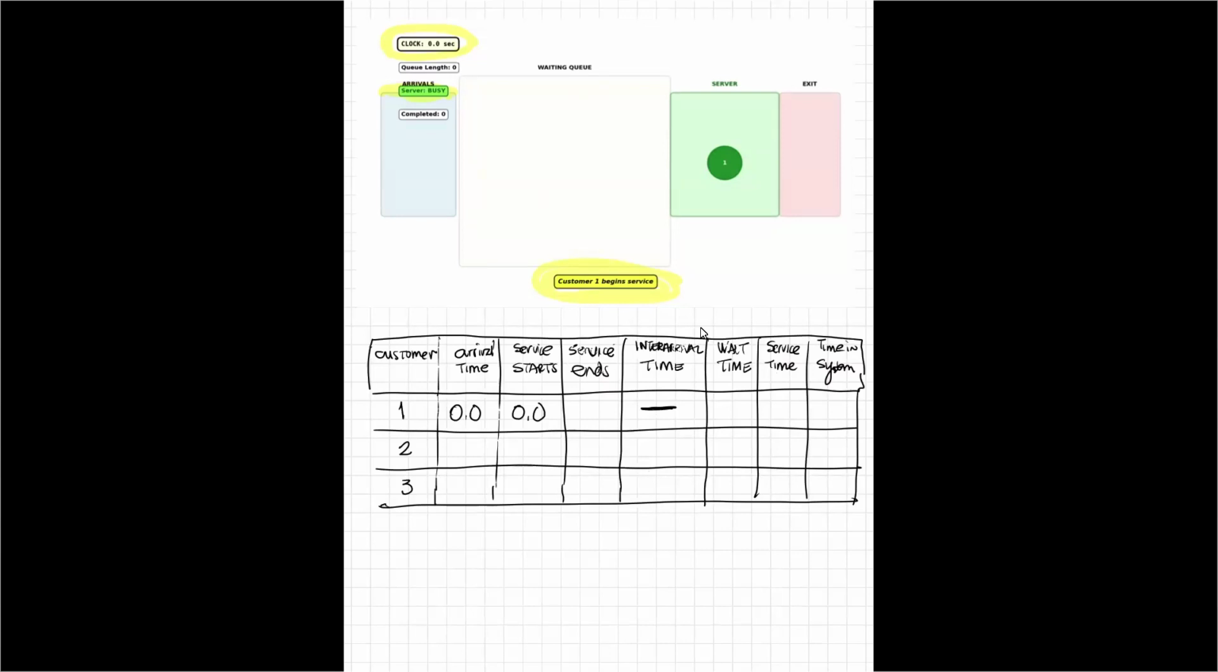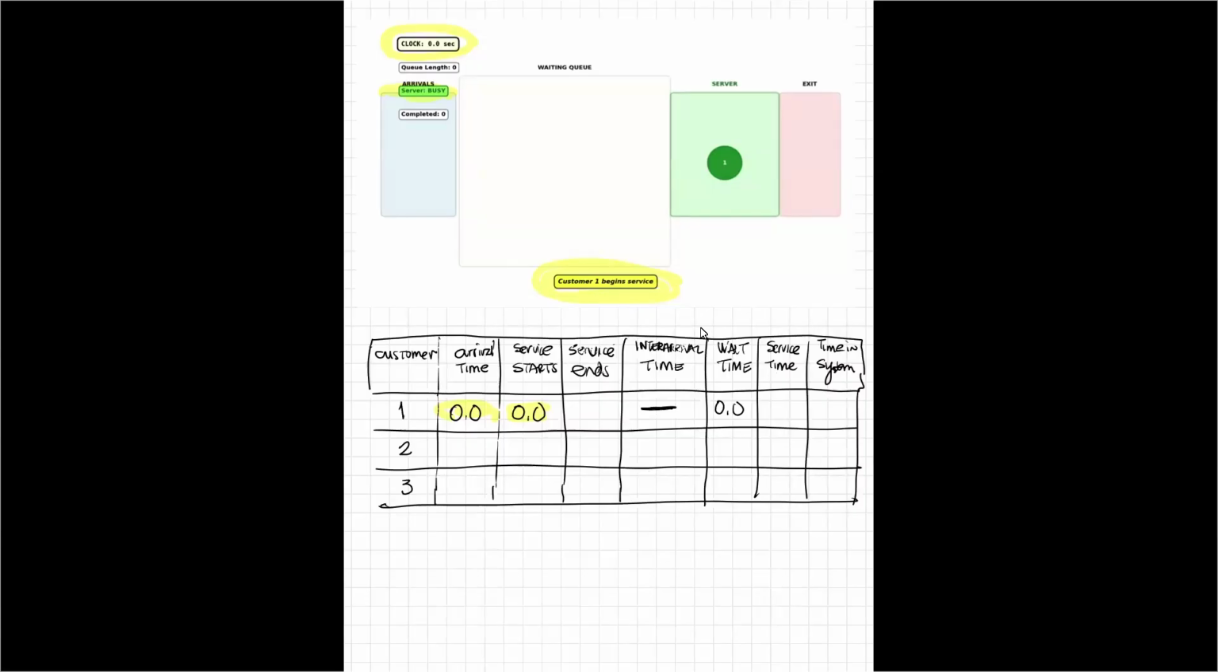Remember, the first customer does not have an inter-arrival time. We know that customer 1 did not wait. How do we know that? Because customer 1 arrived and got service at the same time. It was instantaneous. We don't know the service time yet. Let's wait and see what happens with the next snapshot. When is the next frame happening?